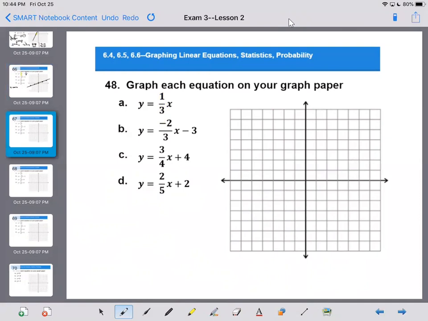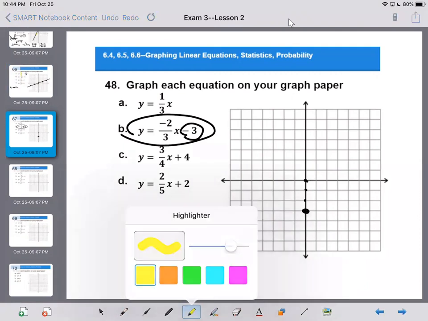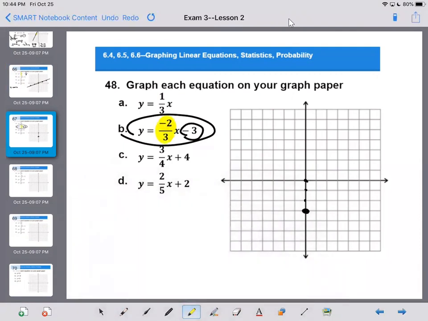Let's look at part B. I'm going to plot -3. So come down from 0, 1, 2, 3, plot my y-intercept. And now I'm looking at my slope. Notice that's a -2 in the numerator and a +3 in the denominator, which means from my y-intercept, I'm going to actually move down 2 to the right 3.